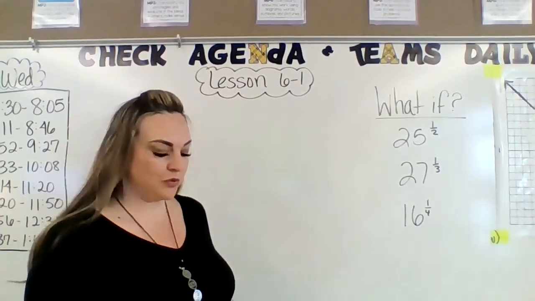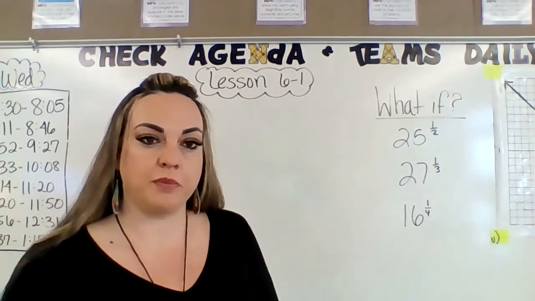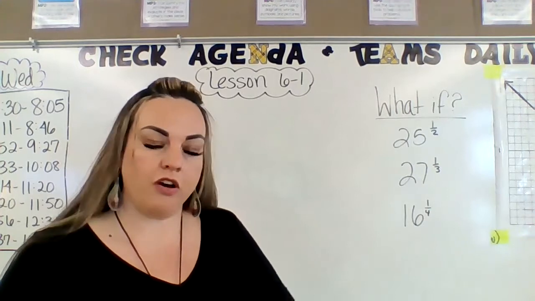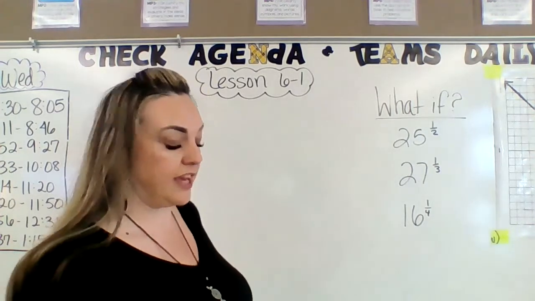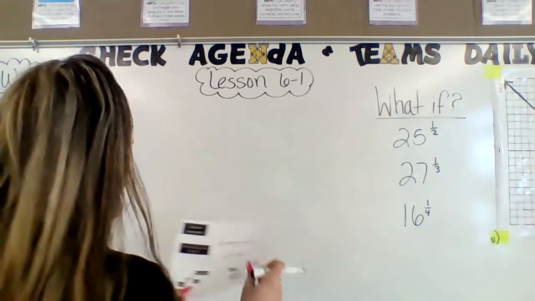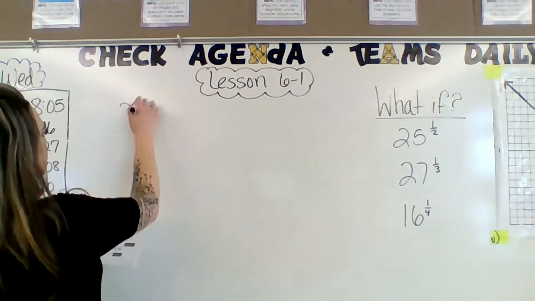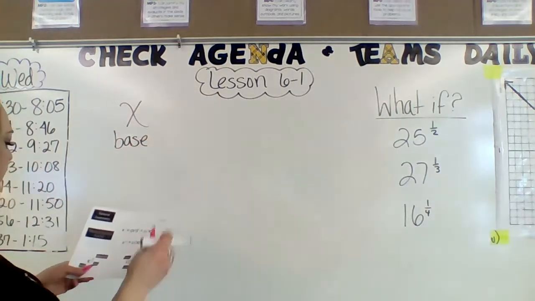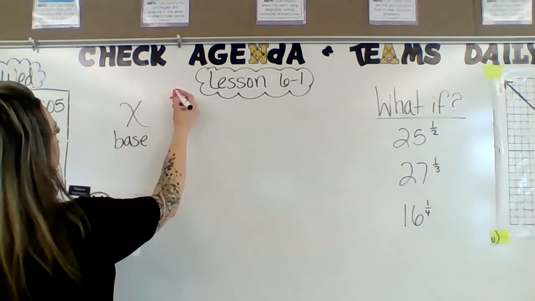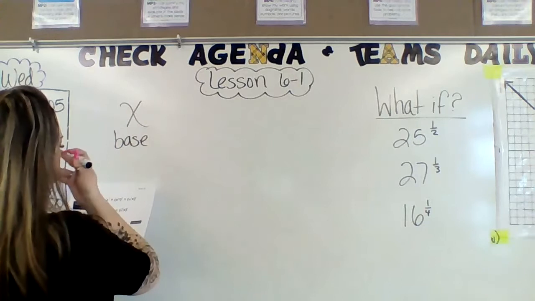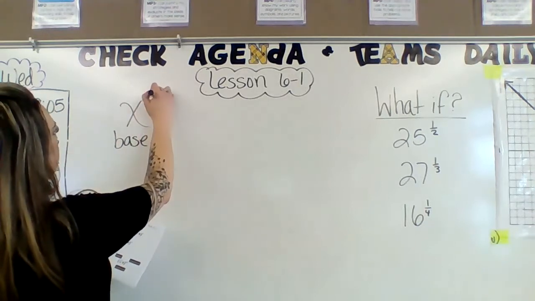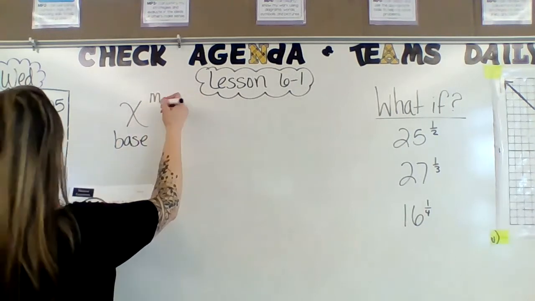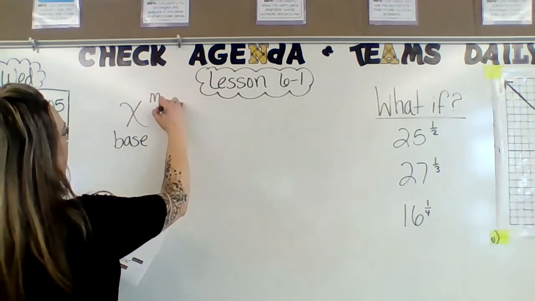In this next lesson, we're going to look at a different type of exponent, but let's recall the basics of the exponents we know so far. We have what's called the base, and then we have an exponent, but in this case, m will be our exponent.